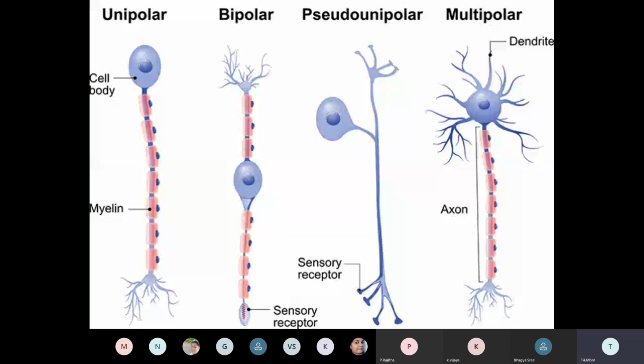Here sensory receptors are there. It will receive the signals. It will transmit to the cell body. From there, it will transmit it to the axon terminal end. See here, this is what bipolar is.